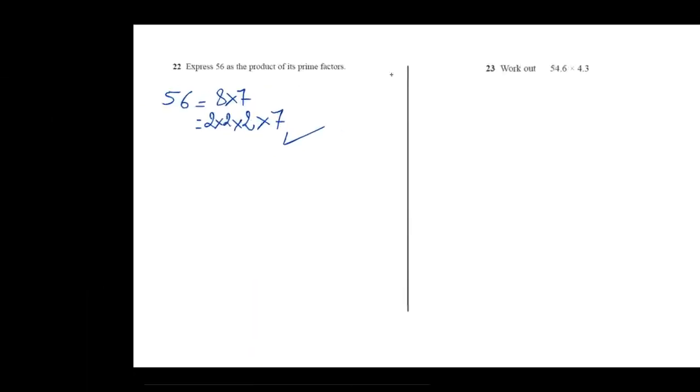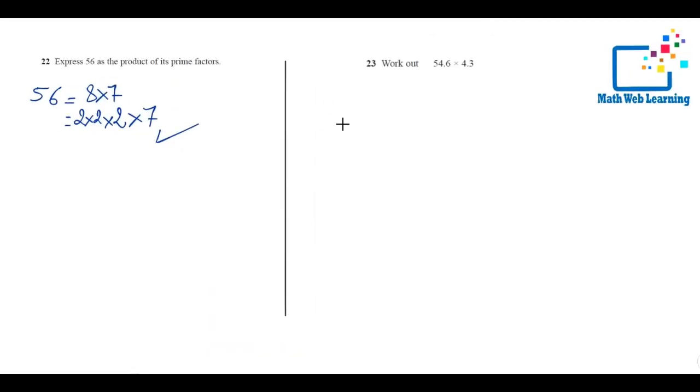Question 23. There are different ways you could do it. My favorite one is to ignore the decimal point and do it as normal long multiplication, and put the decimal point in at the end. Shall we do that one first? And then maybe we'll explore a different way. Alright, so let's do this one here.